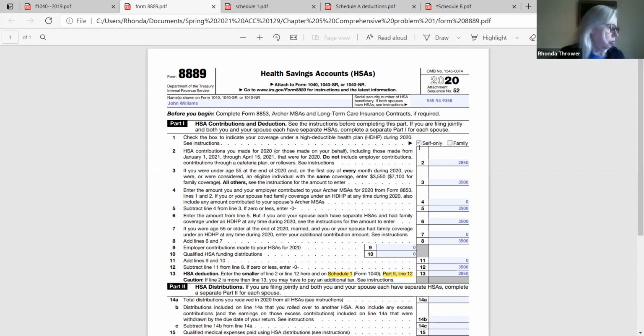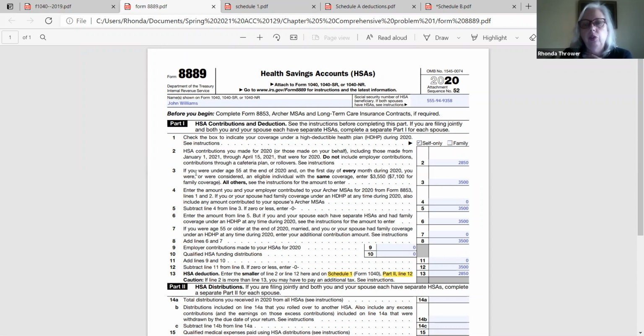And if you look on your instructions in the 4th paragraph, it says that John participates in a high deductible health plan and is eligible to contribute to a health savings account. So that's how we know that he's able to do this. And so that's why we're going to select self only and check it off.